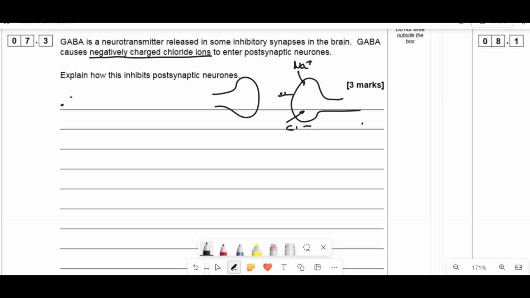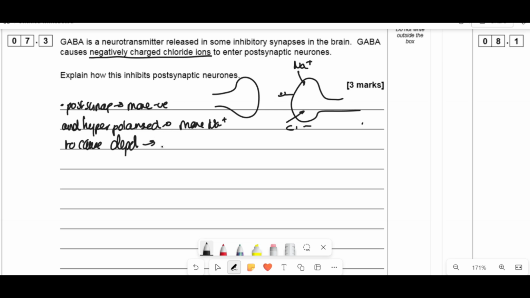And that's like I said before, it's called an inhibitory neurotransmitter. So what happens is now when this postsynaptic neuron becomes more negative and hyperpolarized, then you need more Na plus to cause depolarization and then hence an action potential.